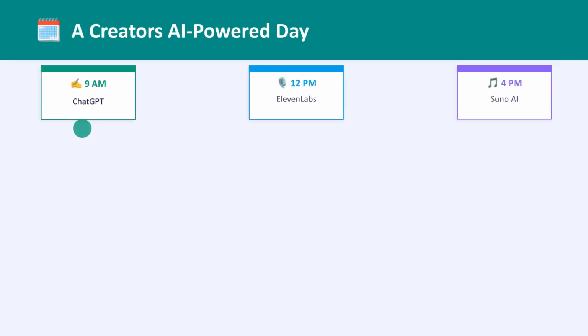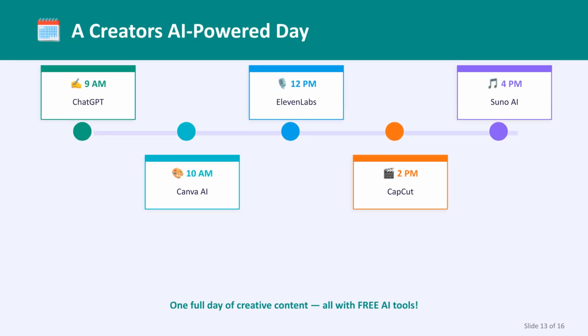Imagine a creator's AI-powered day. Start with ChatGPT for writing, move to Canva AI for design, then ElevenLabs for voice. Next, CapCut for video editing, and finally, Suno AI for music. One full day of creative content, all with free AI tools.